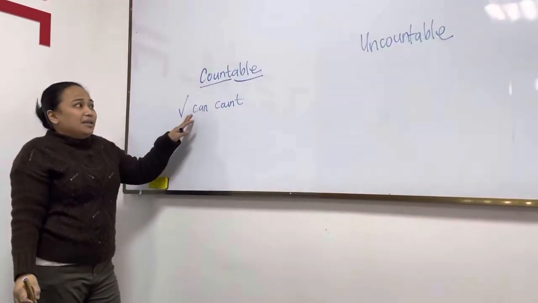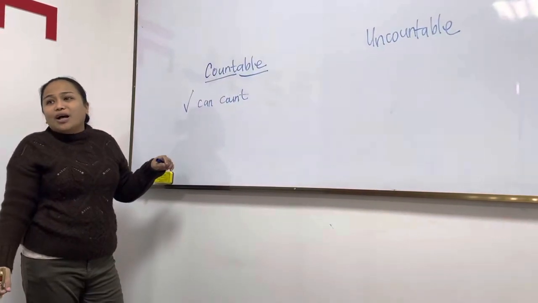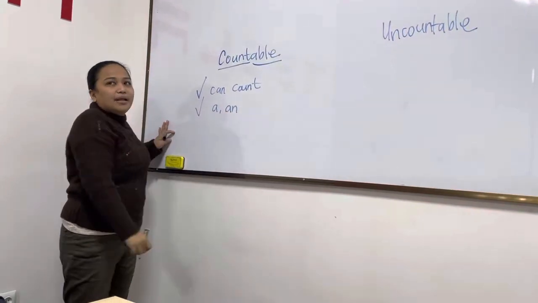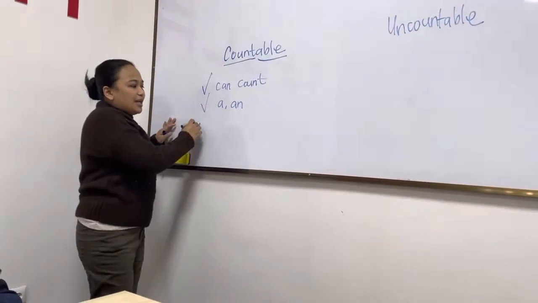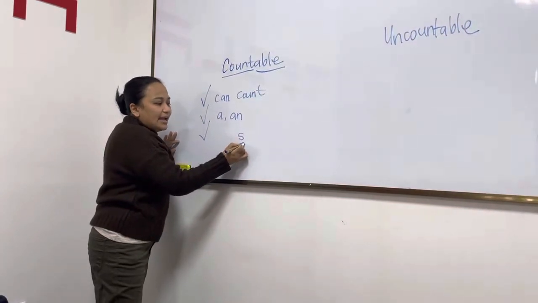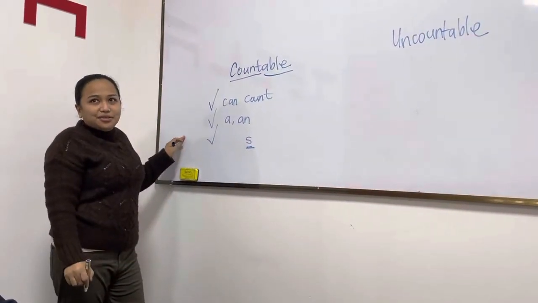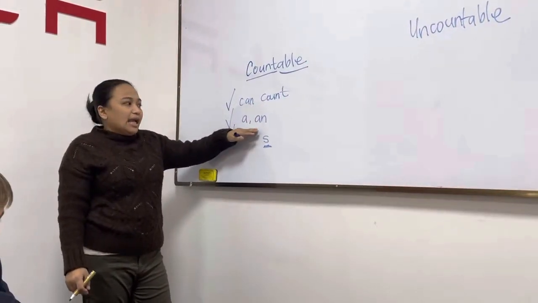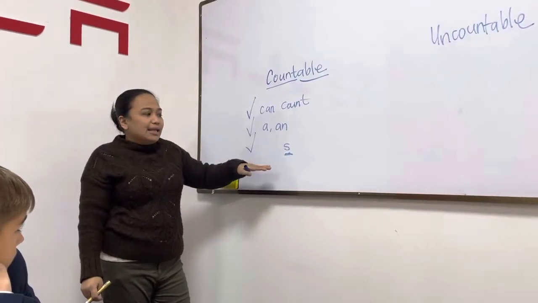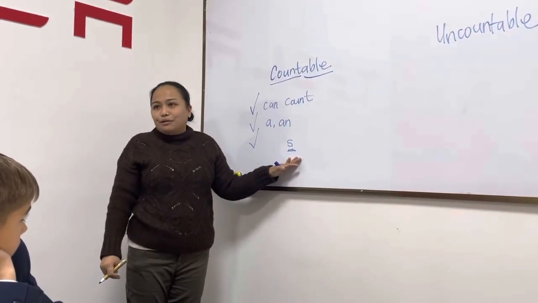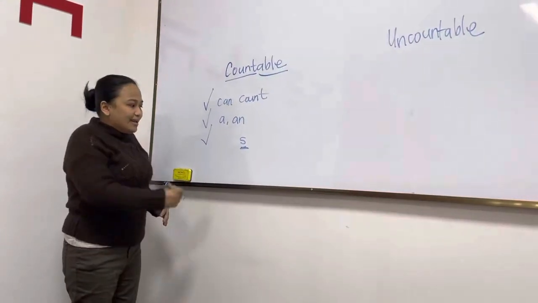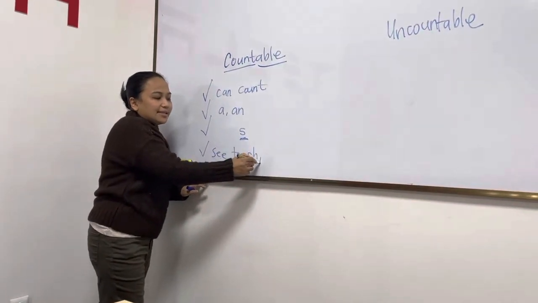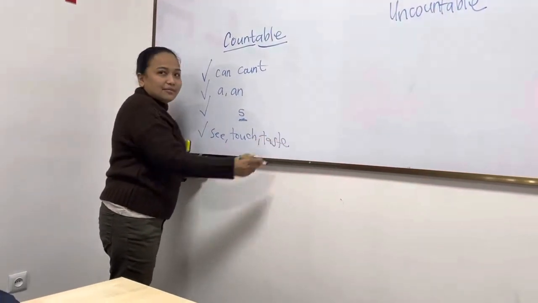Understood? Then with countable, we can use articles A and AN. And for countable, we can use S at the end for plurals. Understood? Again, countable, these are the nouns that we can count, and we can use the articles A and AN, and we can add S at the plural forms. And these are the things that we can see, touch, taste, and everything. Understood?